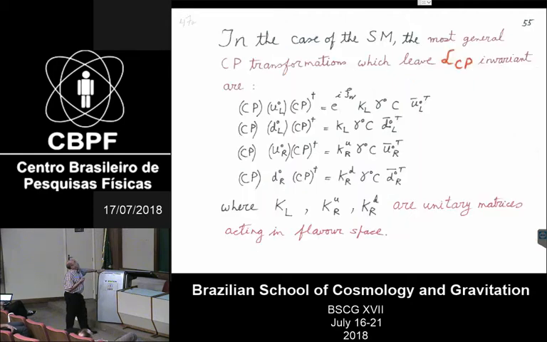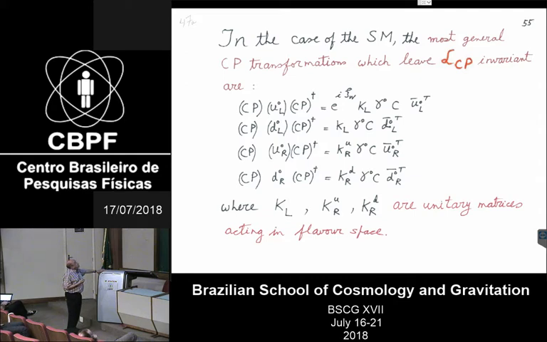So what is the difference? When you write the CP transformation, for example, to the up quark, the gauge interactions don't distinguish the up quark from the charm quark or the top quark. So under CP, you should allow the most general transformation, which in principle will involve a unitary matrix that mixes up these quarks, because they are exactly the same. Gauge interactions do not distinguish them. The same thing for the downs.